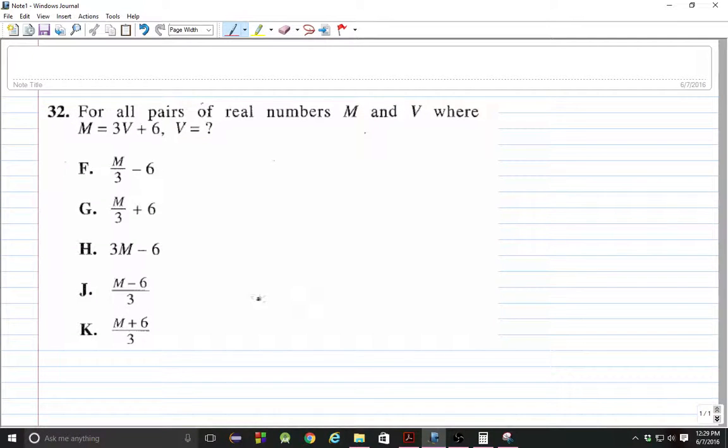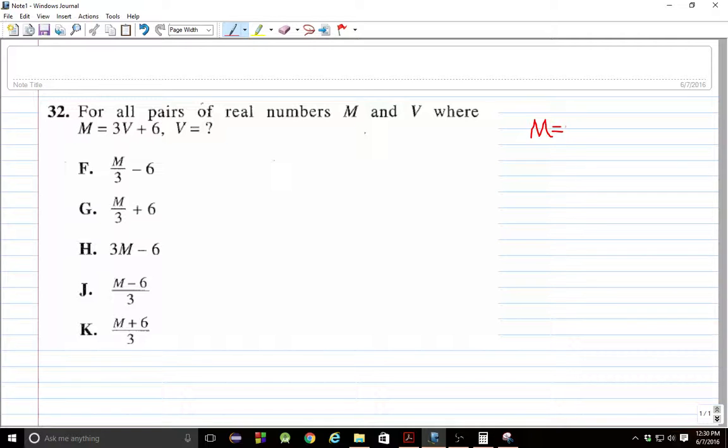Alright, so today we're going to do problems number 32 to 36. For all pairs of real numbers m and v, where m equals 3v plus 6, v equals... okay, this is a simple solving for v.